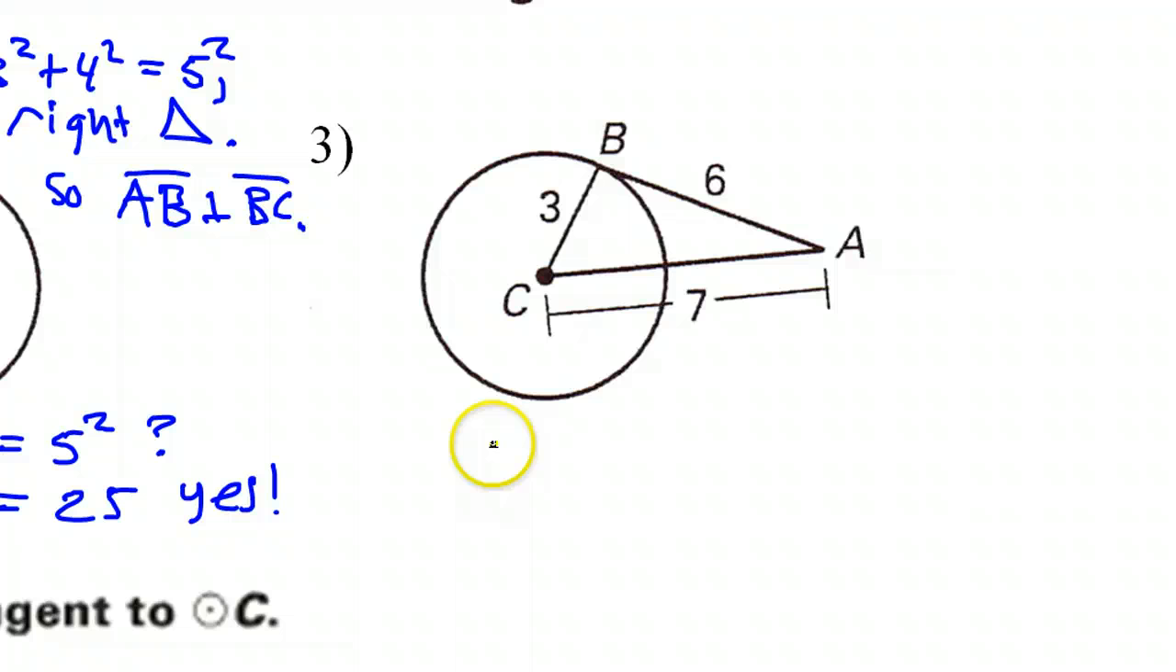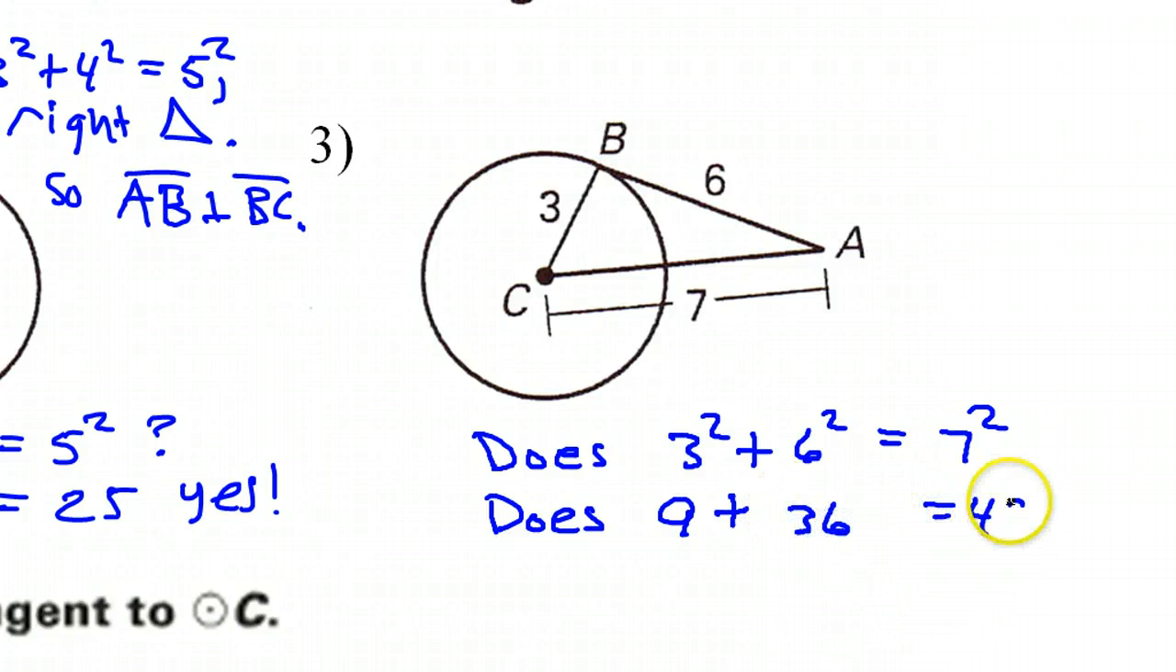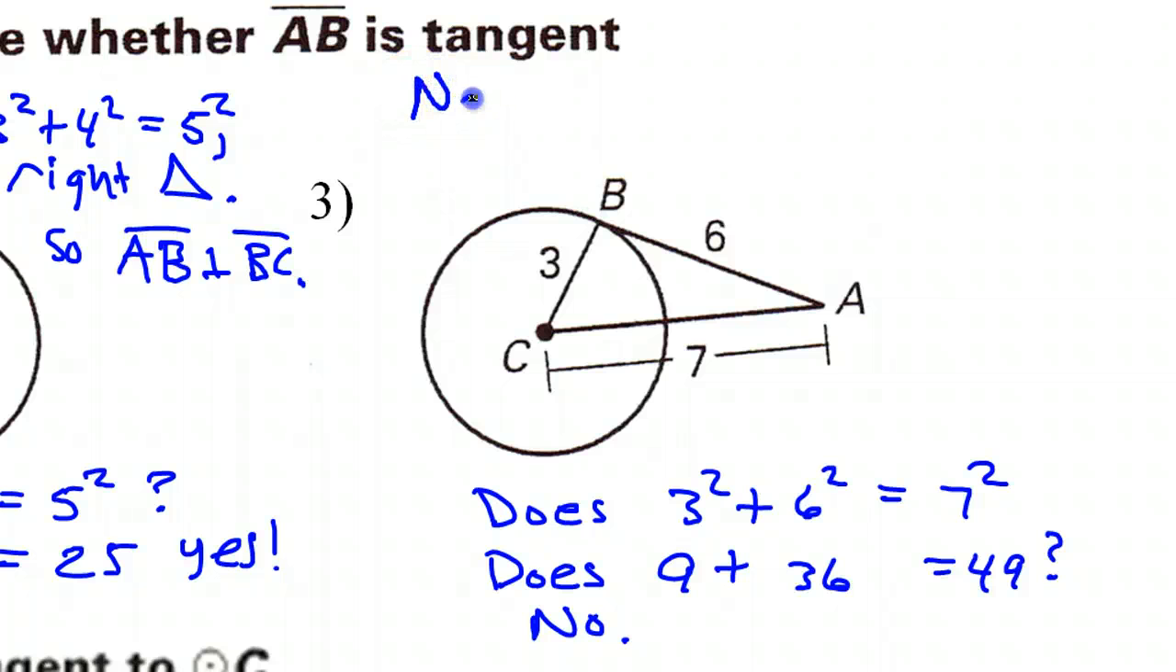What about number 3? Let's ask ourselves, does 3 squared plus 6 squared equal 7 squared? In other words, does 9 plus 36 equal 49? And the answer to that is no. Alright, 9 plus 36, that's 45. 45 does not equal 49. So we will say no. Alright, AB is not a tangent.